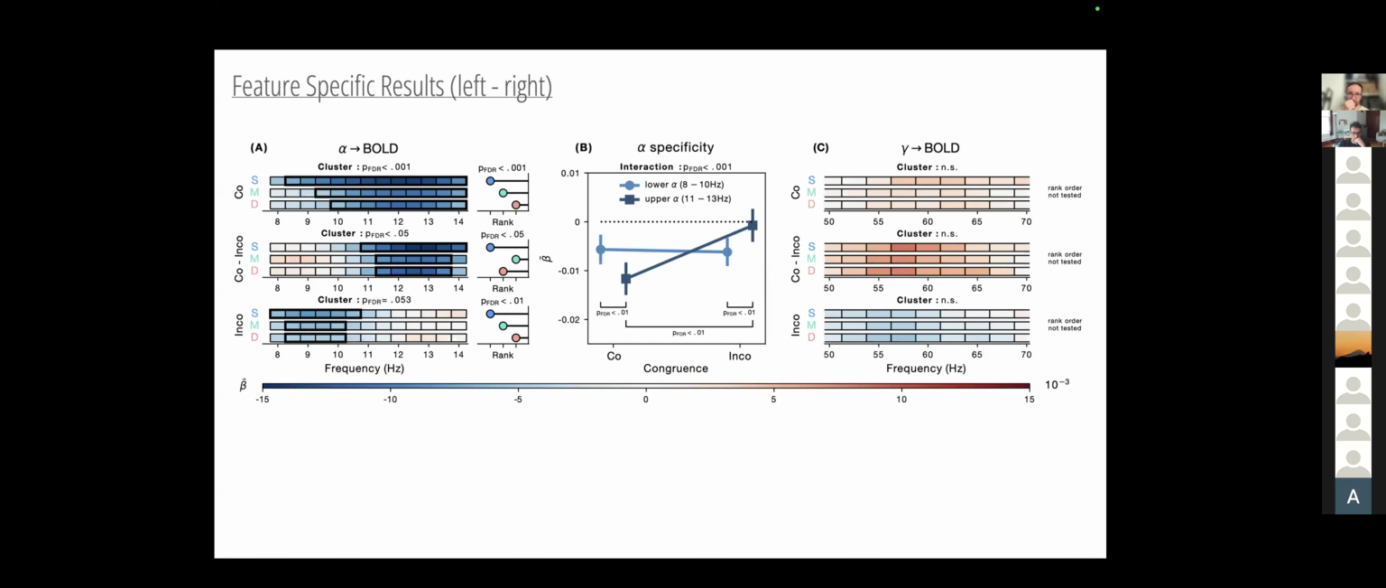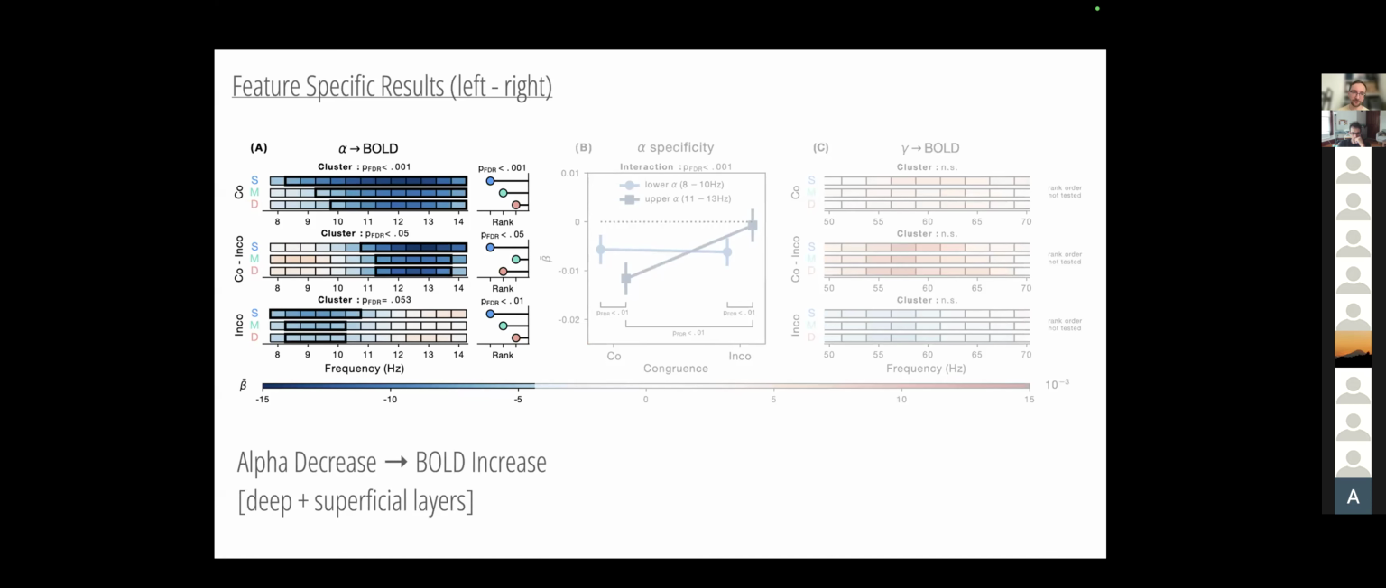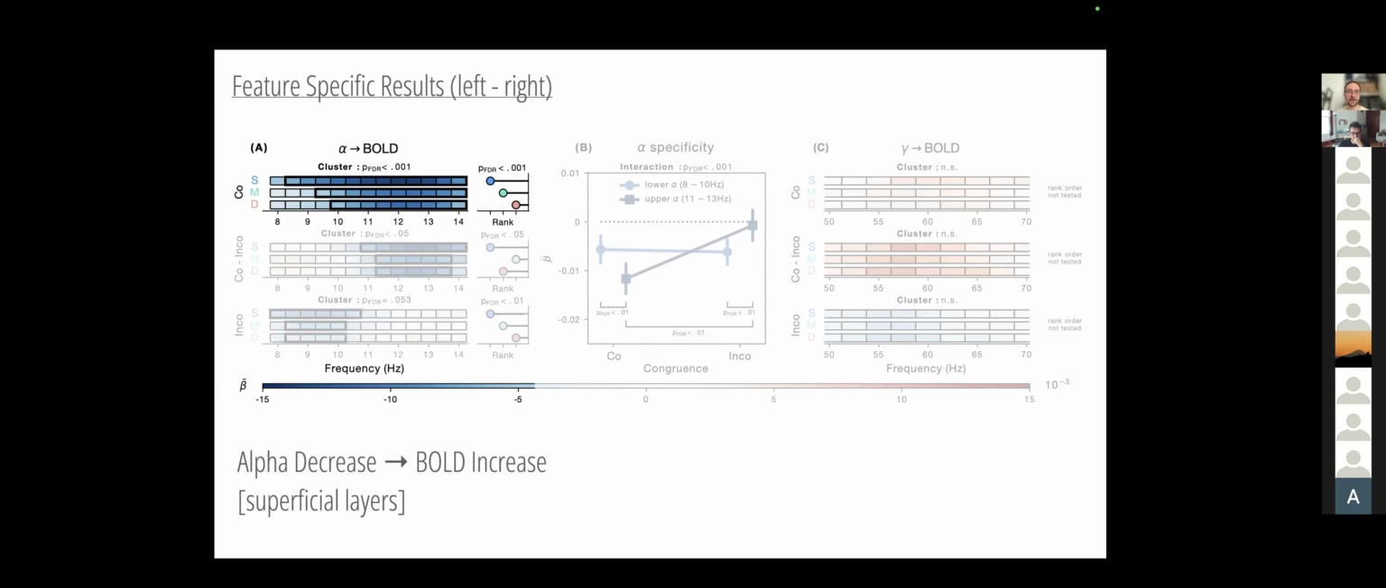Now let's have a look at the feature-specific results. Those look super complex, so I break them down a little bit. The first part would be, again, we see alpha decrease, Bolt increase. So we have an inverse relationship between alpha and the Bolt signal. And if we look specifically at congruent combinations, then we see this effect is mostly visible in superficial layers. So congruently combined EEG regressors and voxel selections mean we have this inverse alpha effect. Alpha goes down, Bolt goes up, mostly in superficial layers.